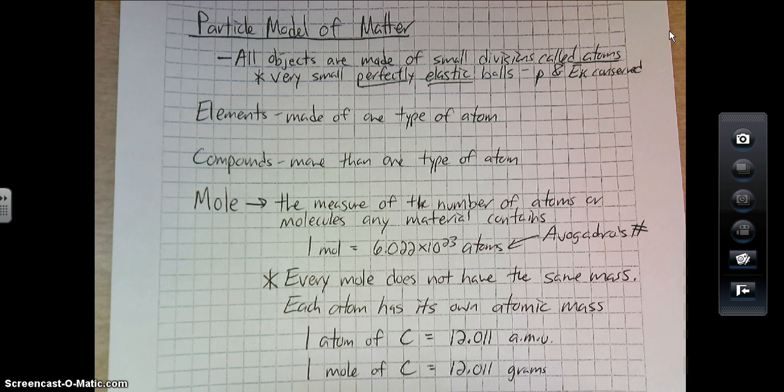If you look at the periodic table, they always give you an atomic mass. Well, that atomic mass would be the number of grams in 1 mole of that particular element. And if it was a compound, you'd have to add up all the atomic masses, and then that would tell you how many grams are in 1 mole of that particular compound. Okay, we'll do some example problems with moles tomorrow.